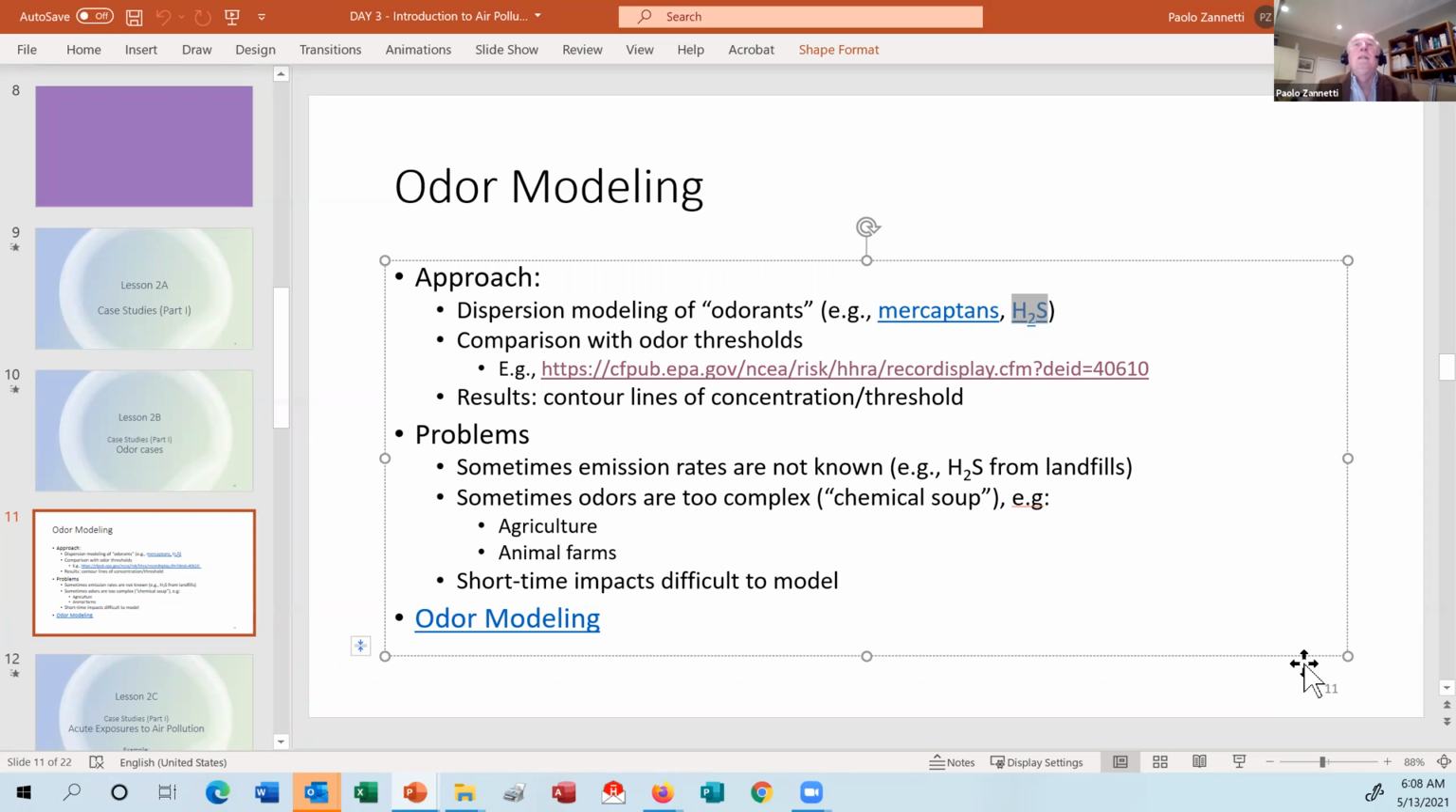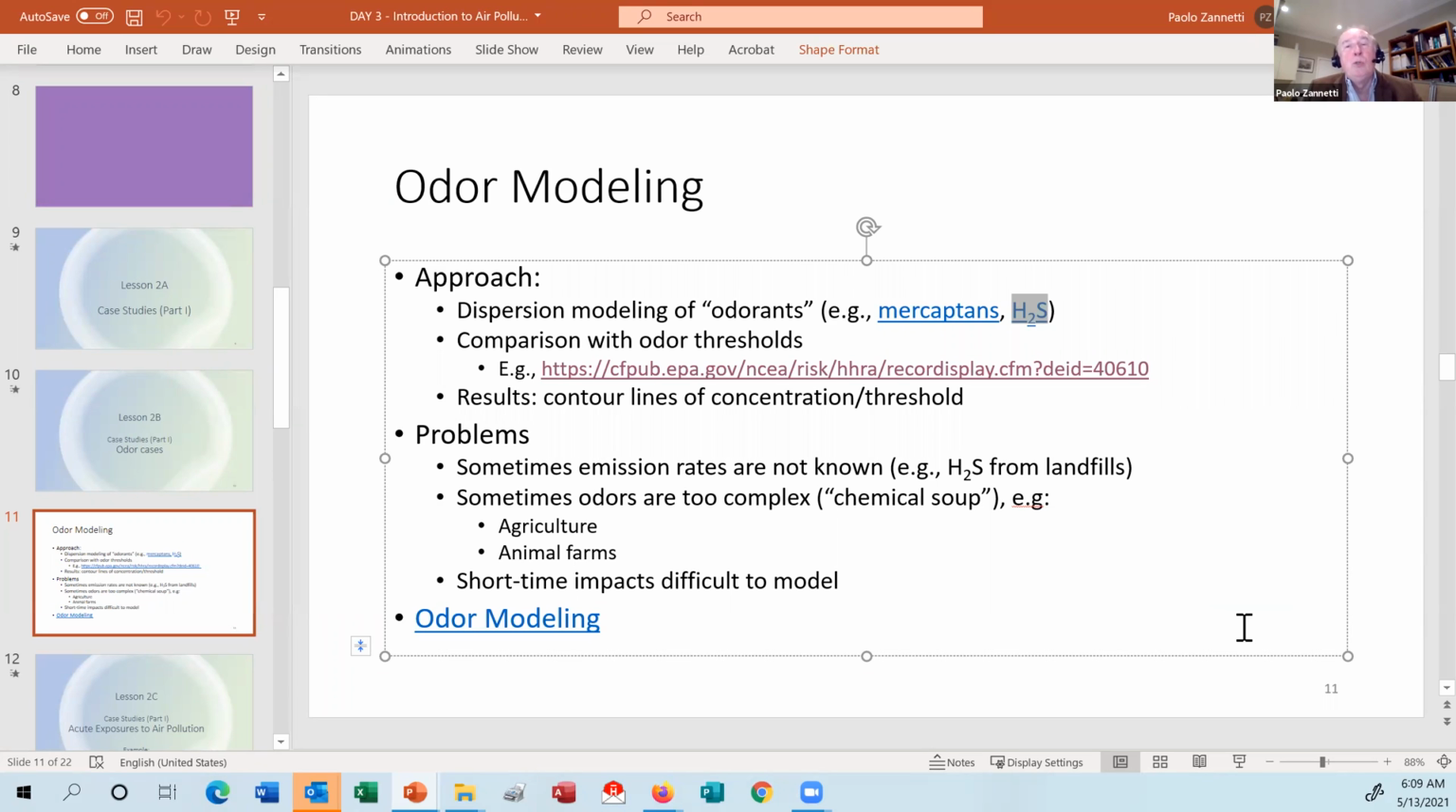In many cases, we know there is something wrong if you are close enough to the facility, but you cannot tell, oh, this is a rotten egg smell like H2S. You cannot tell. You just notice that it is bad. It is bad. So what do you do? Well, at that time, you have to change your strategy. And instead of dealing with single chemicals, you have to deal with a soup.